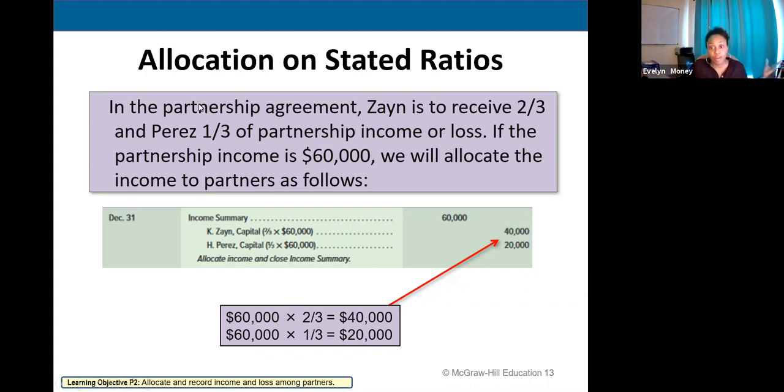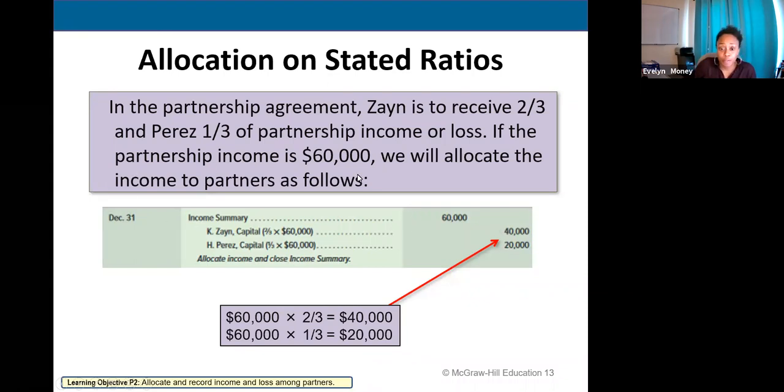So at this moment, after I close revenues to income summary and expenses to income summary, I now have a $60,000 credit balance sitting in the income summary account. I know it's credit because it's net income. I need to determine what portion of this $60,000 belongs to Zane and what portion belongs to Perez. Well, we're told 2/3 and 1/3. I take 2/3 of the $60,000, and that's the amount that I'm going to give to Zane. And I take 1/3 of the $60,000, and that is the amount that will go to Perez.